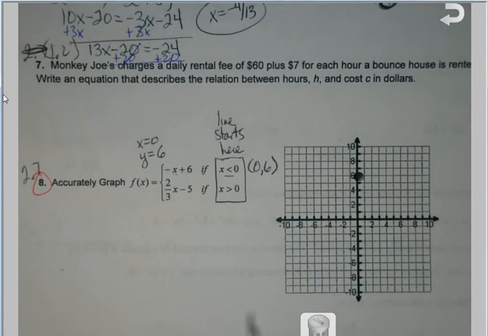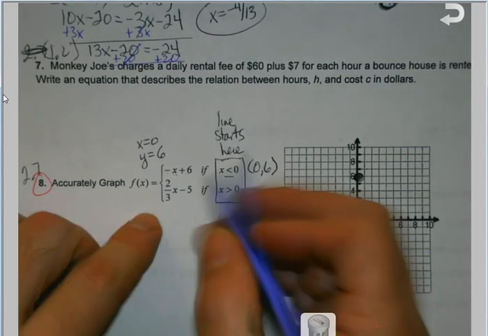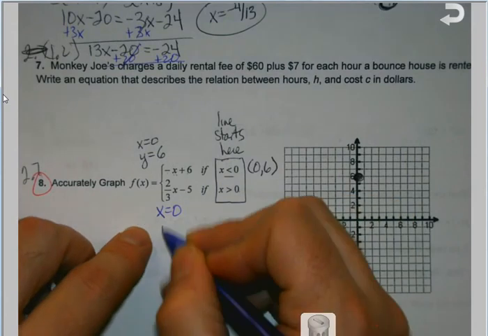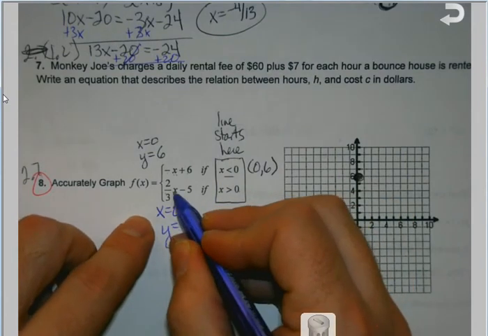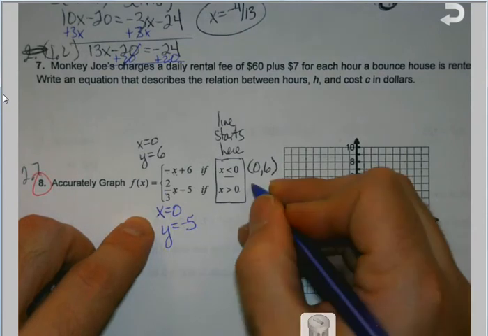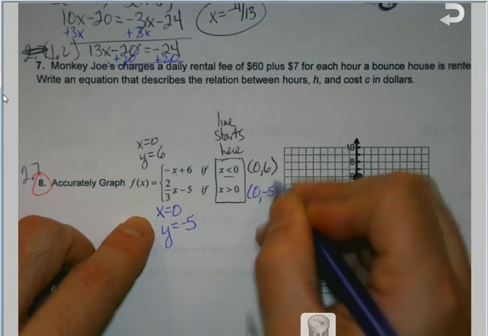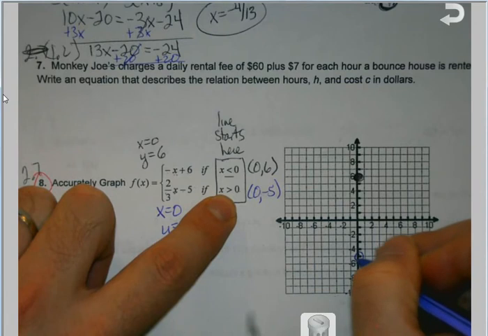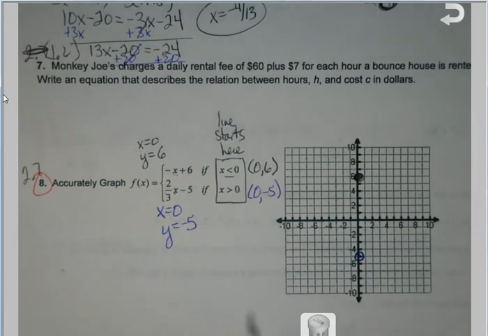I'm going to do the exact same thing to the one below it. When I plug in my 0 for x, what do I get out? Well, 2/3 times 0 is 0, minus 5 is -5. So (0, -5), but there's no line underneath, so it's an open circle.